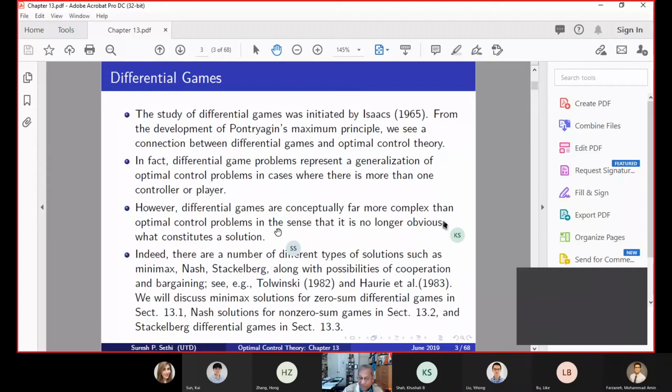And one is called Minimax. One is called Nash. One is called Stackelberg. There are possibilities of cooperation and bargaining. And so in this chapter, we will first begin with Minimax. Maybe we can cover that material. And after Minimax, we'll tell you Nash, and after Nash, we go to Stackelberg. So you go in stages. What is Minimax?